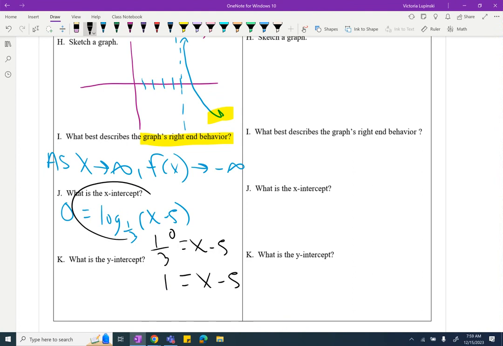Thank you. So x is 6. And again, if it would make you feel better to add that point on the graph, 6, 0, I say go for it by all means.